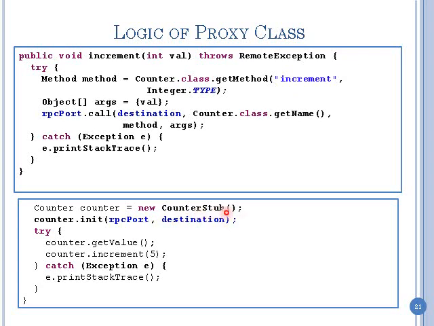Okay, but I create a counter stub. I go and give the information for the destination, and I say counter get value increment, and I'm catching exception, even though that exception will never be thrown.